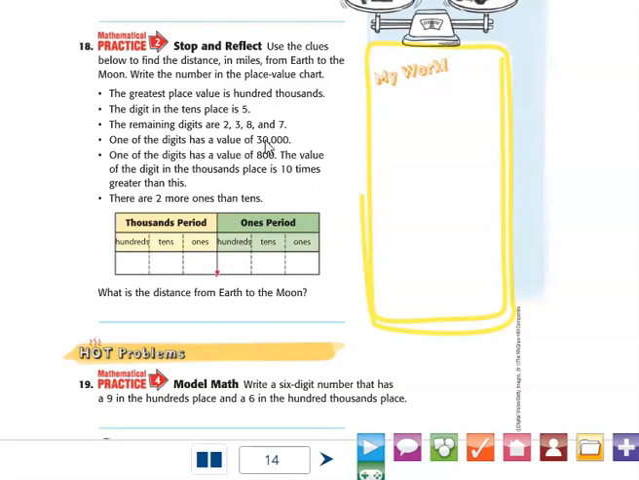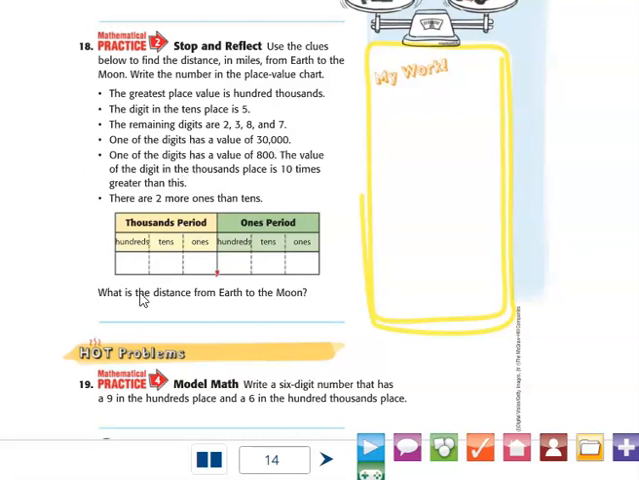One of the digits has a value of 30,000. Oh, so that tells me my 3 is going to be in what place value. So see, you can work through this with all these clues in order to figure out what digit goes in what place value box. So read through these clues, and sometimes you have to read it through a couple times. I often have to read through. I am not the math genius, so sometimes I have to read through it a couple times. That's not saying you're stupid. It's just saying you're being careful and thorough with your work.